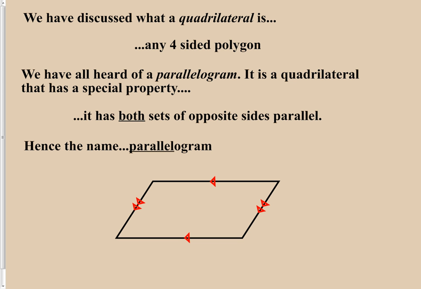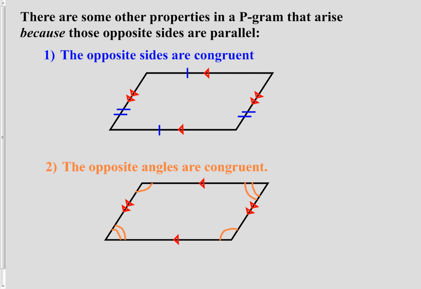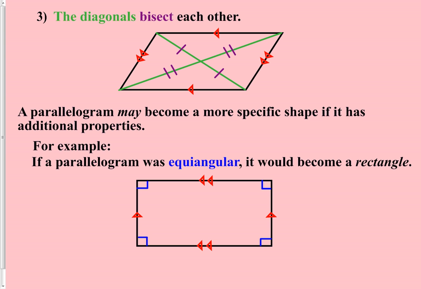Okay, now obviously it is named appropriately. A parallelogram has two sets of opposite sides parallel, and everybody probably knew that coming out of junior high. What we may not have realized was how many properties, in addition to having both sets of opposite sides parallel, the parallelogram had. Some of the properties: both sets of opposite sides would be congruent. That is a property of a parallelogram. Both sets of opposite angles would be congruent as well. And lastly, the diagonals of your parallelogram bisect each other.